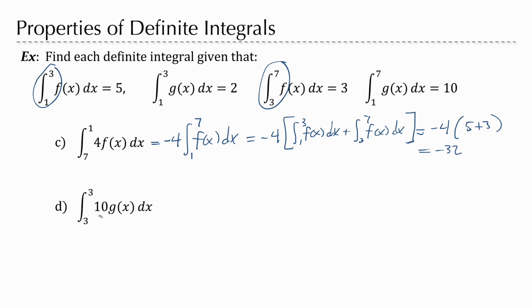Now in our last example, we're taking 10 times the area of g of x, but we're calculating that area from 3 to 3. So this is an obvious situation where this area has no width. So the answer is 0.